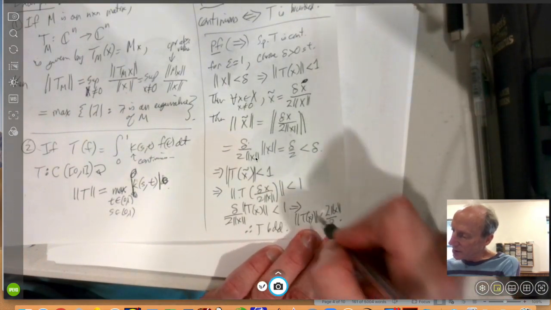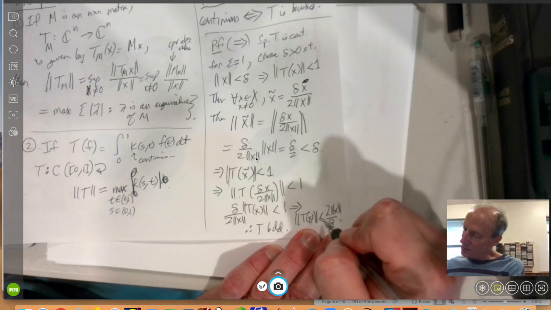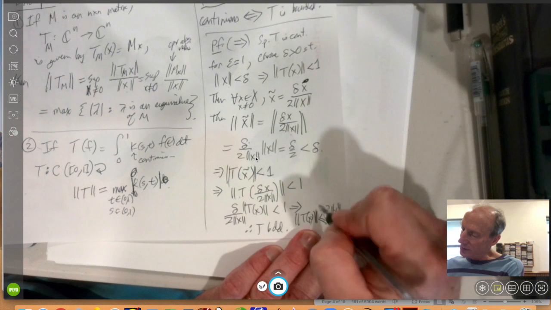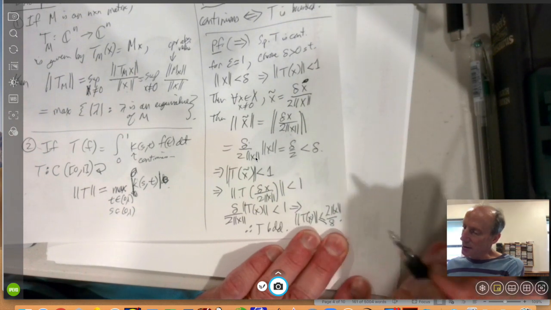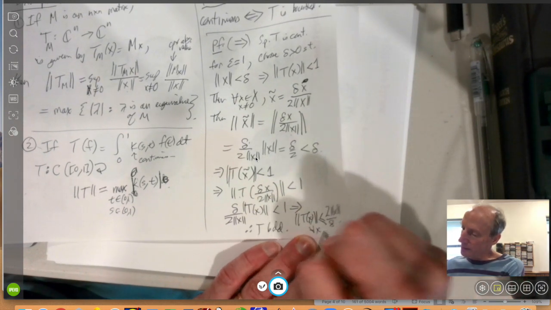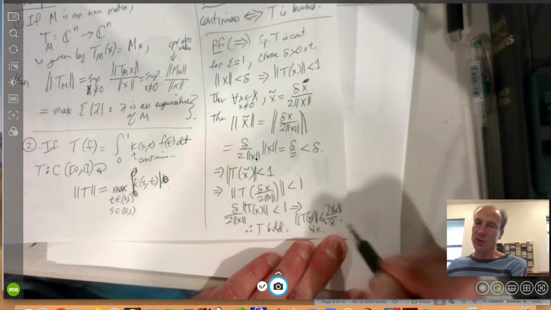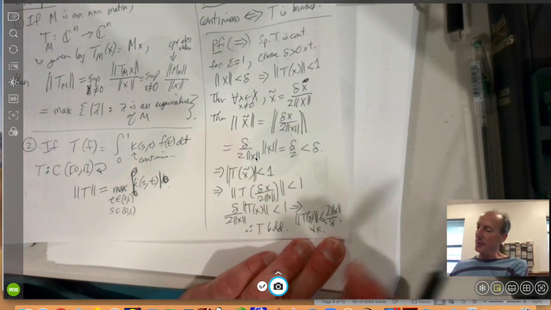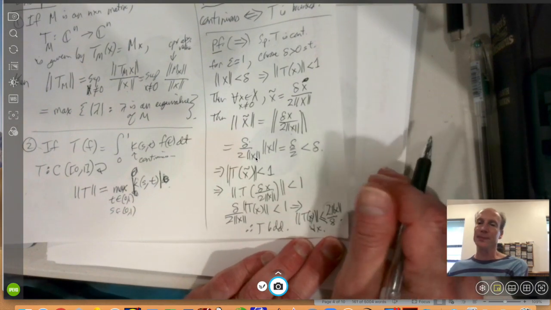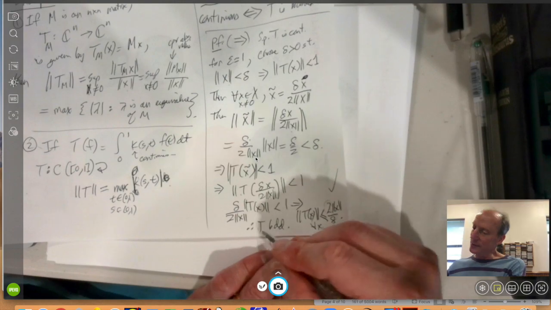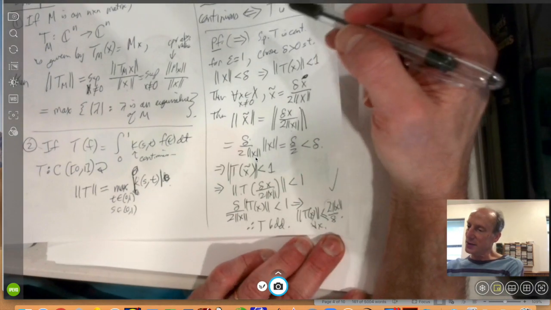And by the way, this is definitely true if I put less than or equal to with x equals 0. And so we have that, and so the 2 over delta satisfies the M in the definition of a bounded operator. All right, so we proved that T is bounded, given that T is continuous.